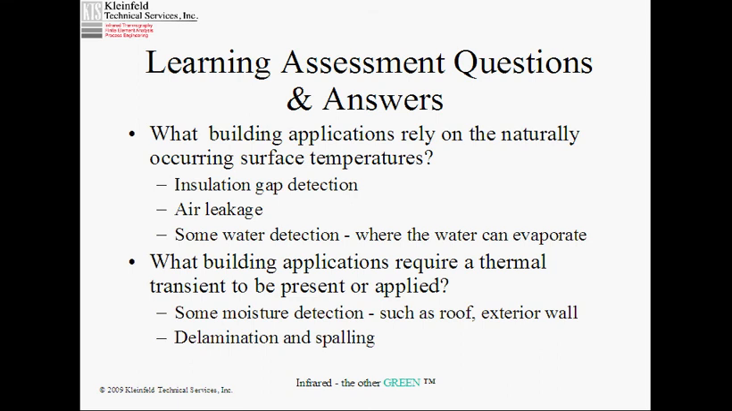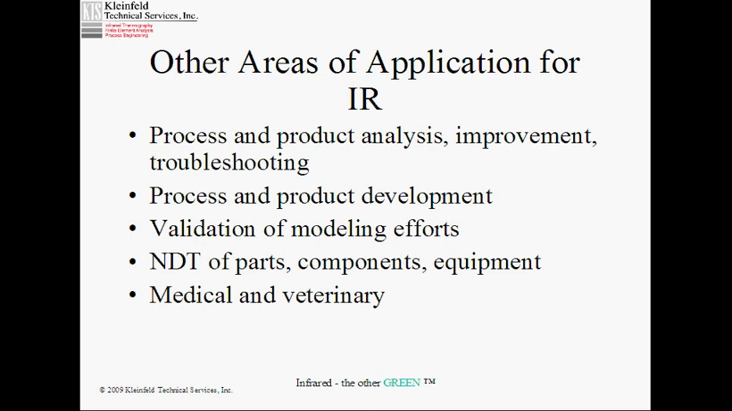What building applications require a thermal transient to be present or applied? We've sort of talked about some of them in not answering the first one. Trapped water, what else? Sorry? CMU, absolutely. Okay. So insulation gap detection, air leakage, some water detection if it's where the water can evaporate for the naturally occurring. The ones that require the transient either be present or applied would be some moisture, delamination, and spalling.